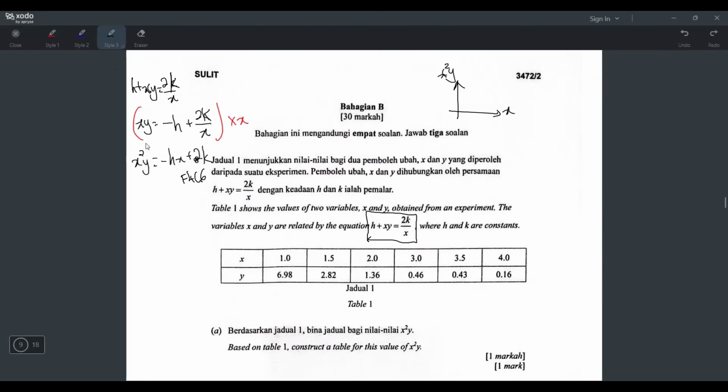That's your linear form because your y-axis in your equation already matched with the y-axis in the graph. And not only that, the right side is also already mx plus c, and you can see the x-axis matched with the x-axis in the graph. That means you can compare your gradient and y-intercept. So you can write y equals mx plus c, and you can see your gradient is negative h. Don't forget the negative, and your y-intercept is 2k.